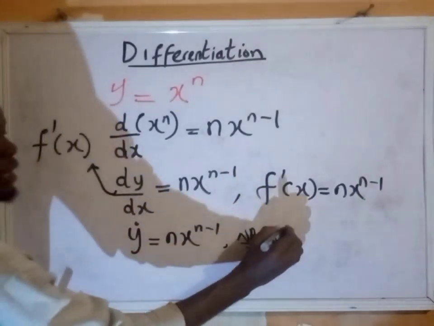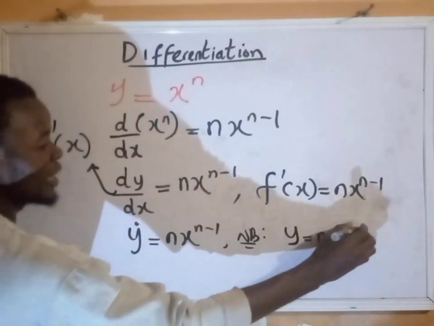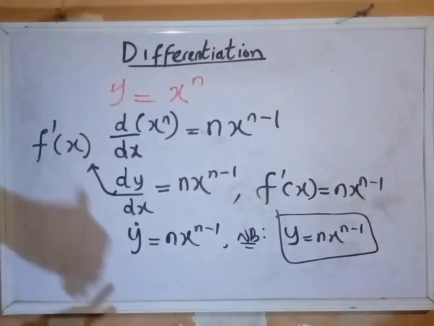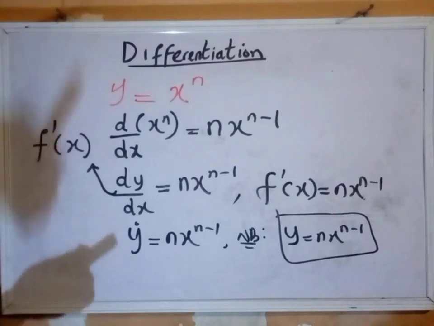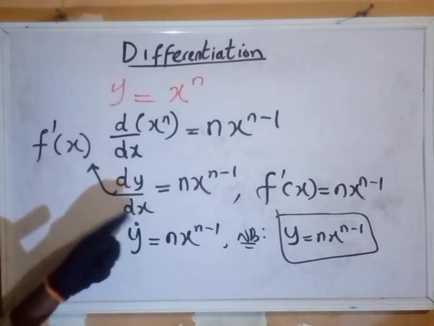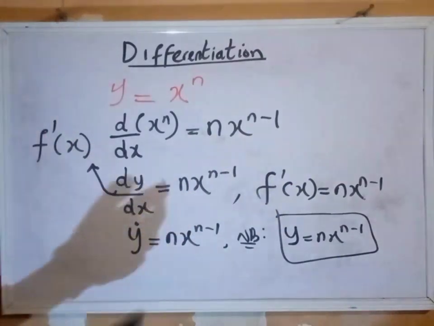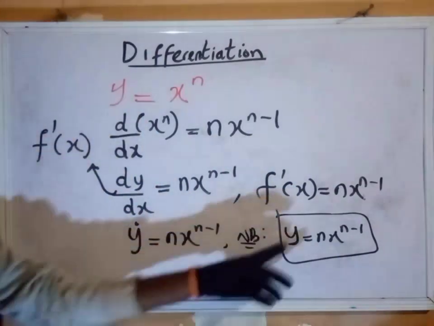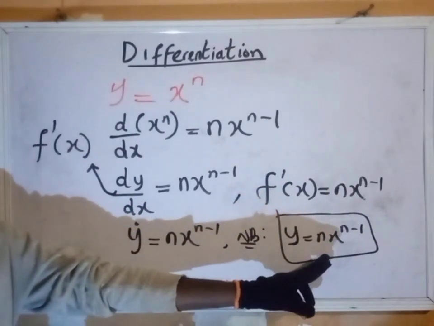Note that if you have something like y equals n x raised to the power of n minus 1, this is not a derivative. If you want to know that it is a derivative, it must come in how many dimensions? In 3 different dimensions. Either you write it as dy over dx, or you write it as f prime of x, or you write it as y dot. All these are derivatives. So y is not a derivative here, this is still a function. You have not differentiated this.